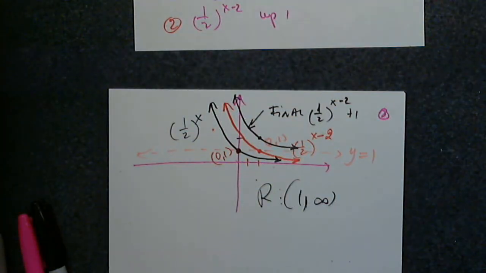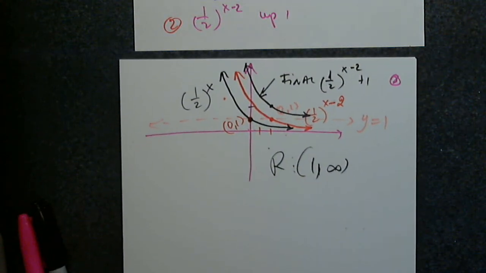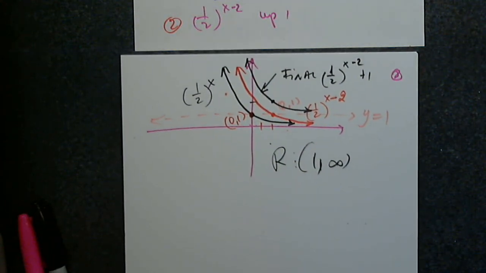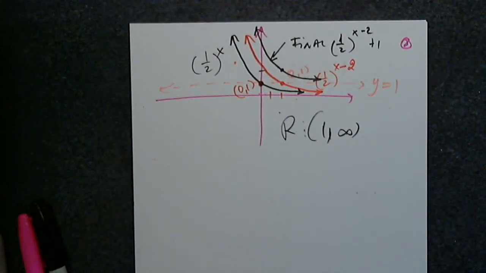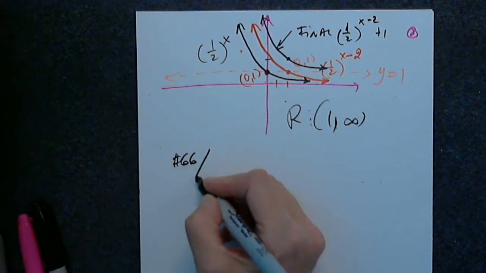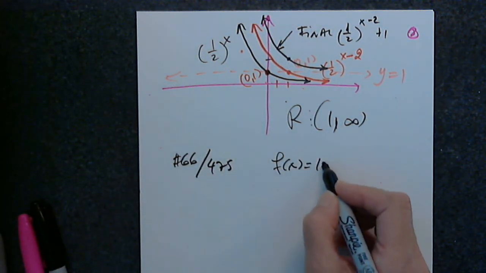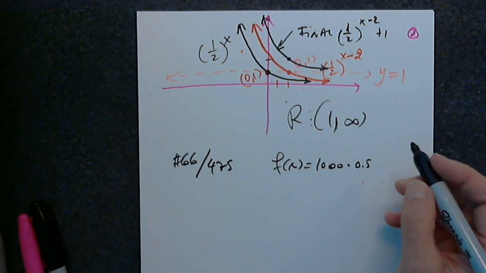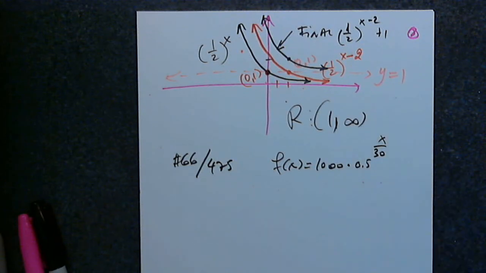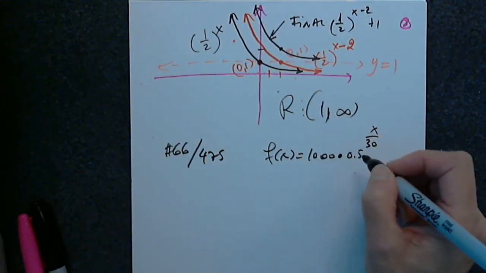So I have to write down all this information. I have to copy the function. I have to copy what x represents. I have to copy what y represents, or f of x. So let's do that. So this is problem 66 on page 475. And we have f of x equals 1,000. You don't have to put 0.5 in parentheses. You can or cannot. It's fine. But you have to have a raised dot here or parentheses.